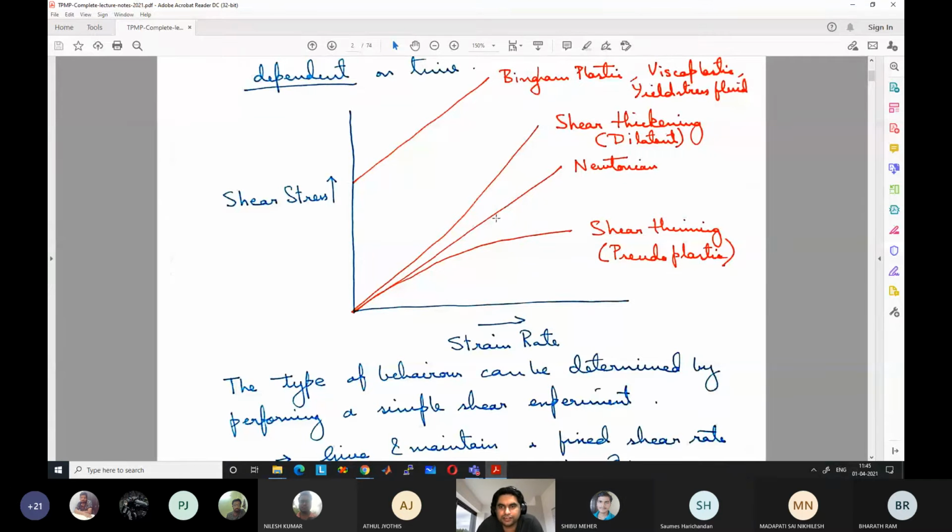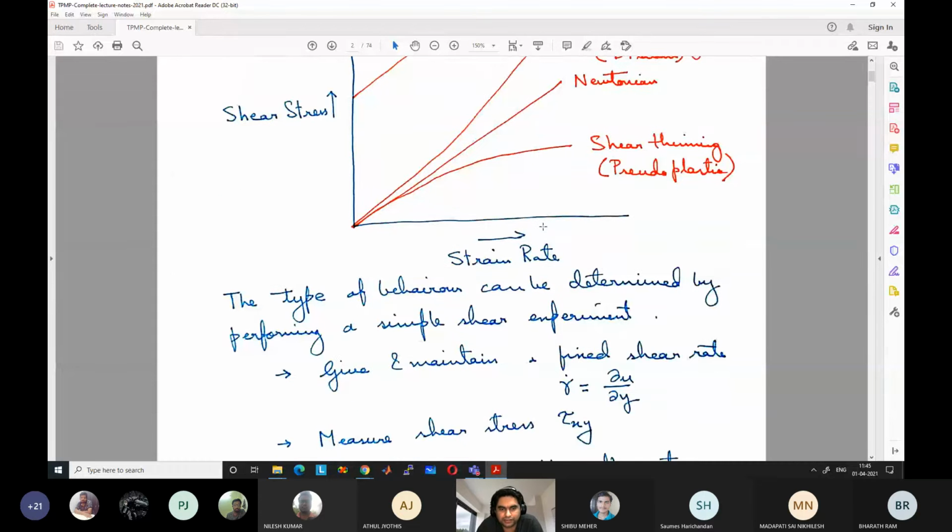Okay. Does this apparent viscosity change with time also? It does not change, right? We have defined already that it's a purely viscous fluid, and viscosity is not dependent on time. So it does not change with time for this type of fluids.